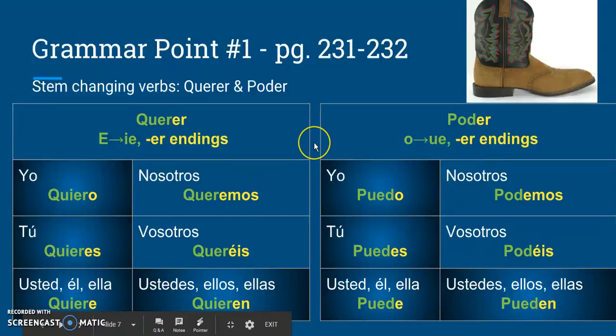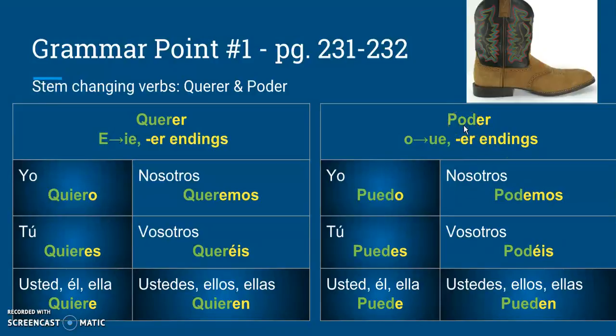So these are some things that you can think of, and you can say, what are some things that you want? Okay, so for example, yo quiero una casa grande. I want a big house. Okay, something like that.